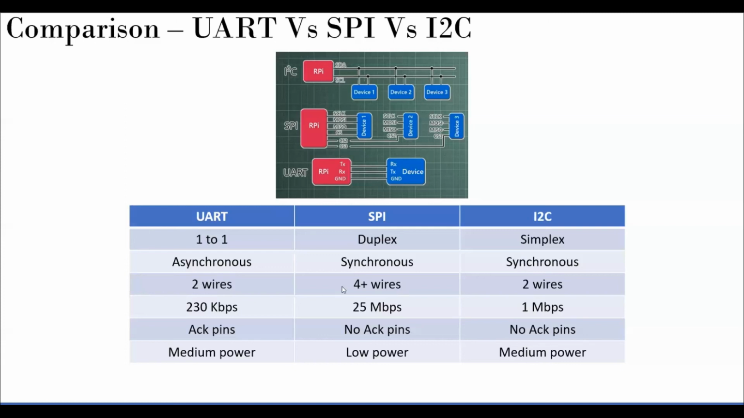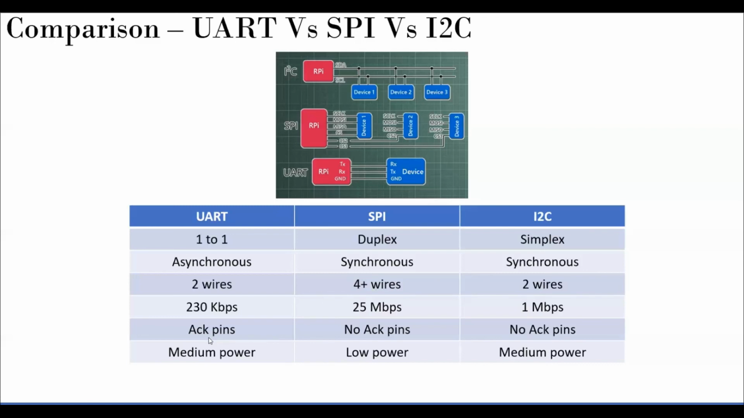SPI is 4 plus, I would say, because if you have multiple slaves, you have more than 1 wire for chip select, but ideally it is a 4 wire system. I2C is definitely a 2 wire system. No complexity there. UART typically has an average speed, I would say 230 kilobits per second. SPI is 25 megabits per second, and I2C is 1 megabit per second.